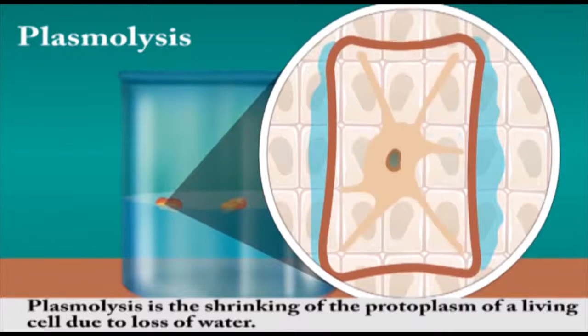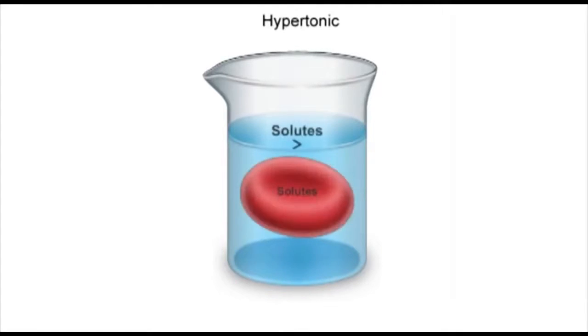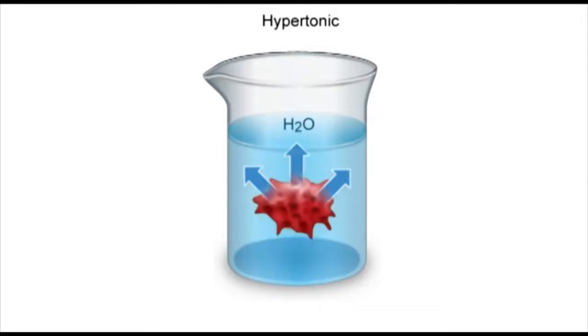Plasmolysis is the shrinking of the protoplasm of a living cell due to loss of water. If an animal cell, for example a red blood cell, is placed in hypertonic solution, water moves from the cell to the solution. The cell loses water and undergoes shrinkage. This process is known as crenation. Water moves out of the cell because the concentration of the solution is higher than the cell.